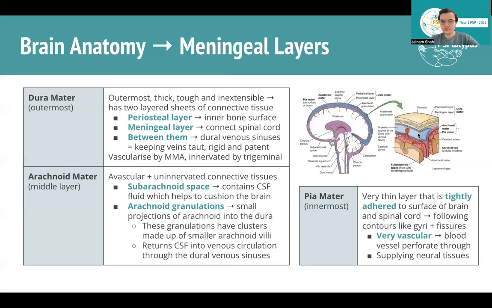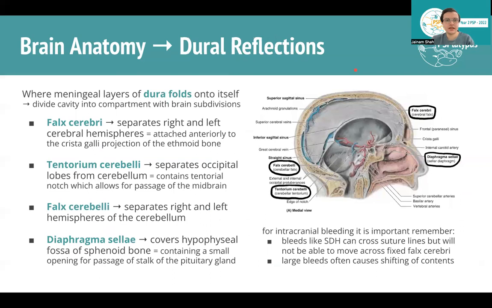the spinal cord, parts of the CNS, very vascular. And the reason why, of course, is because we need those blood vessels that perforate through the pia mater to then supply the underlying neural tissue. Okay, so that's a very quick overview of the meningeal layers, pretty much everything you need to know on one slide. Let's move on to the dural reflections.